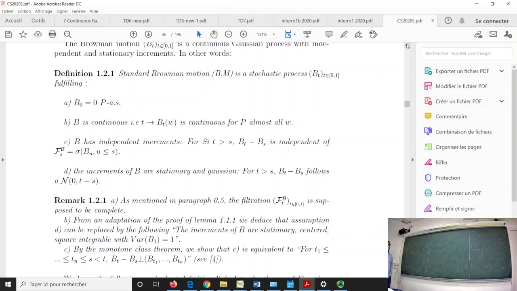You take just the third and the last point of the definition, take T equal to T2 and S equal to 0.